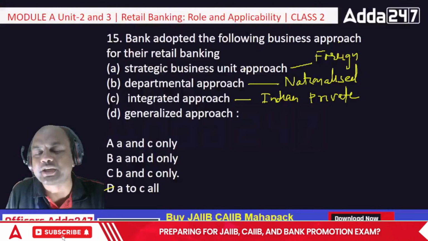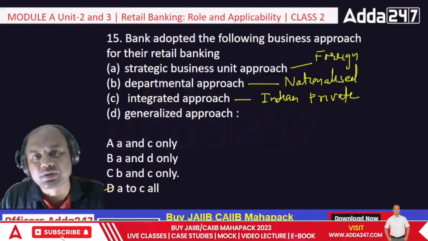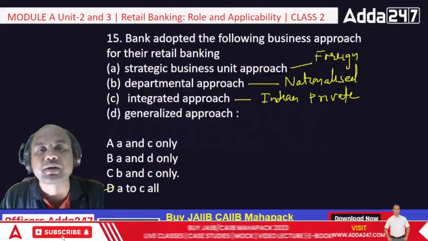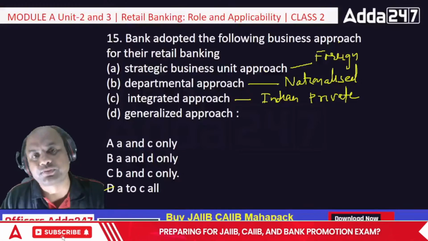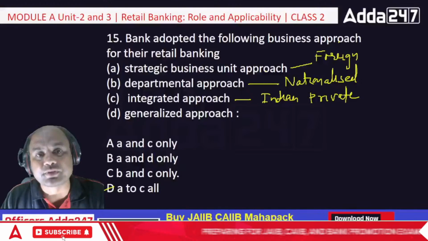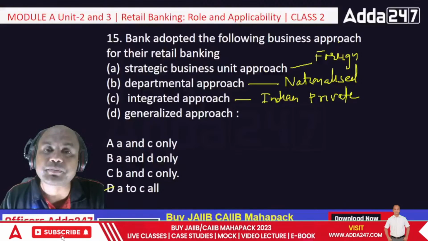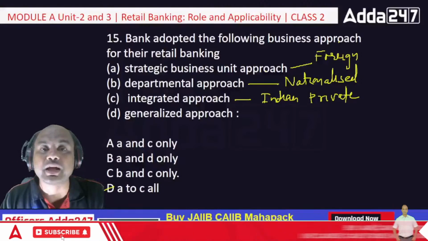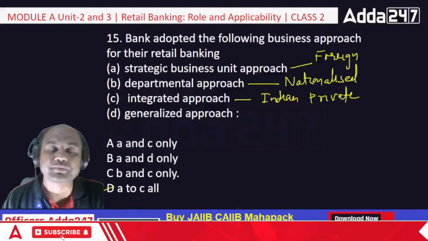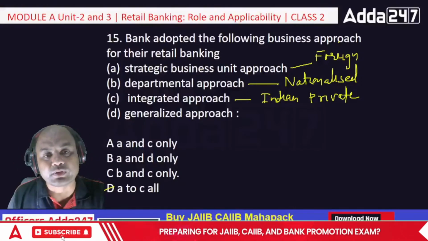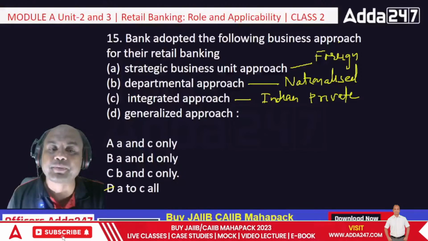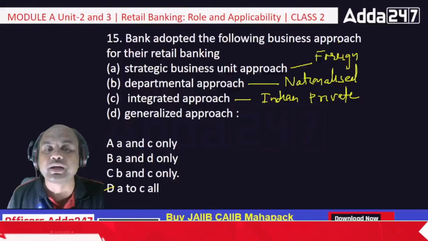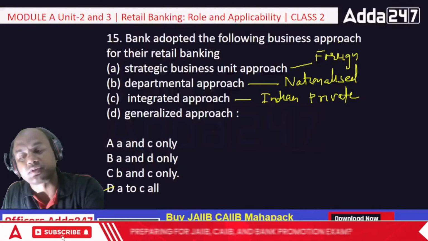What is this SBO? SBO means whatever I do. Suppose I am having a separate branch. This branch must earn for itself. The expenses of the branch should be taken from the income of that branch only. Head office shouldn't support it. That is SBO. So that's why we follow this. Departmental in nationalized banks, integrated in Indian private banks. Integrated means combination of A and B.